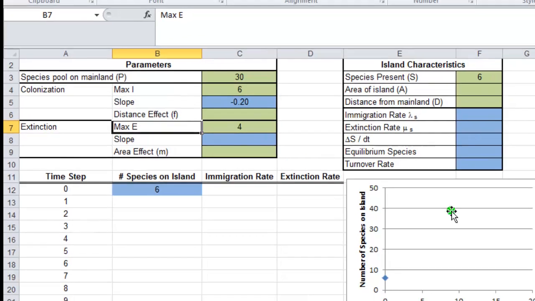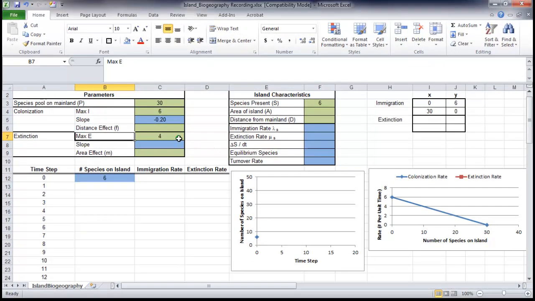And this now establishes a point on our extinction rate. The maximum extinction rate will occur when our island is totally full. So that establishes another point we can add. When our x value is 30, our y value would be 4, and that anchors the beginning of our extinction rate curve. So let's add those in here.